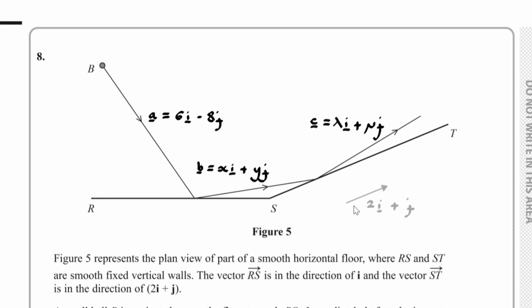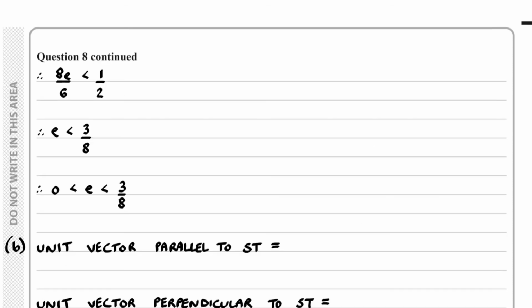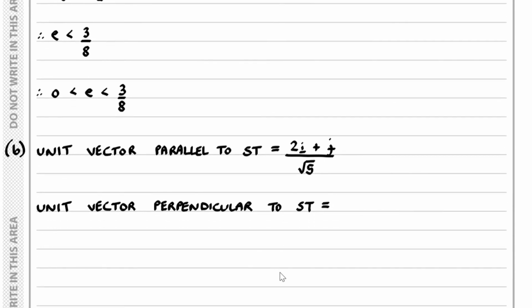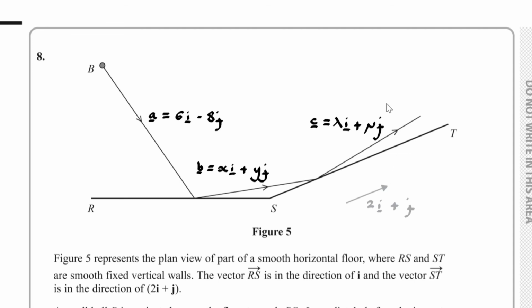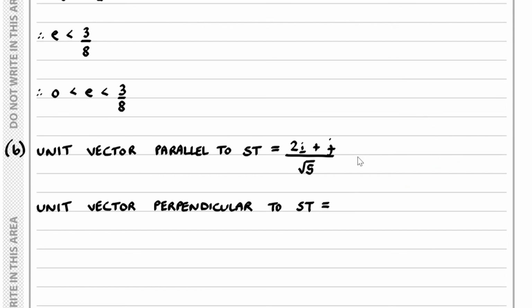So, if ST is in the direction 2i plus j, that means a unit vector parallel to ST will be given by 2i plus j over the square root of 5. And perpendicular to this, if I think about it, I want something in this direction here. So what that will be, it will go minus i plus 2j this way. When I take the dot product of these, I would get 0. So the unit vector perpendicular to ST will be given by minus i plus 2j over the square root of 5.